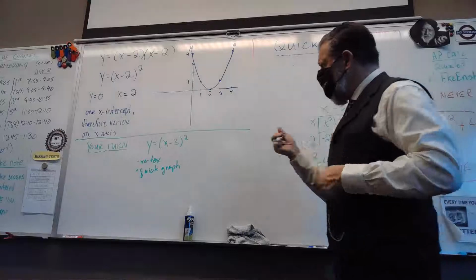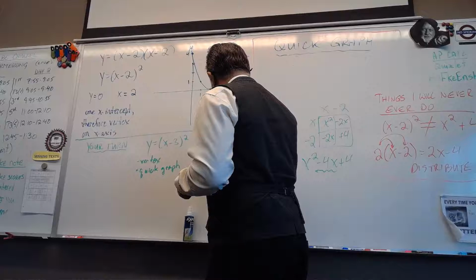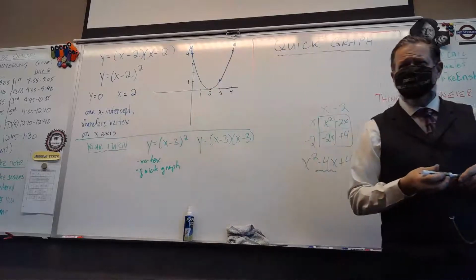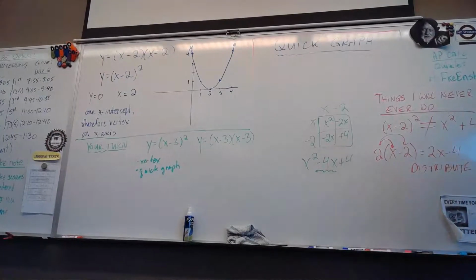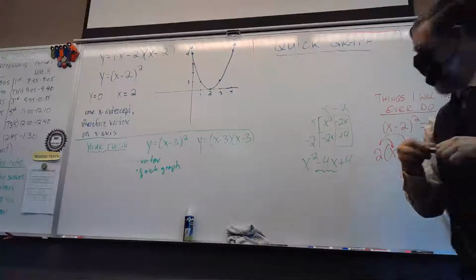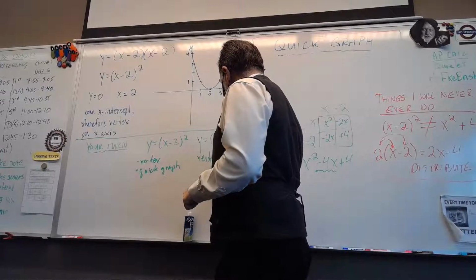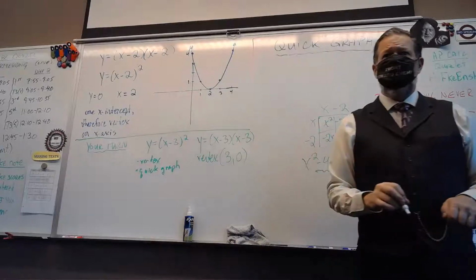Okay. So what if I were to, Eduardo, write this as y equals (x minus 3) times (x minus 3)? Would that make a difference? It would make it easier to solve it a different way. Could you tell me what values of x make that equal to 0? 3. So where's the vertex? 3. That's it. The vertex is at x equals 3 and y equals 0.